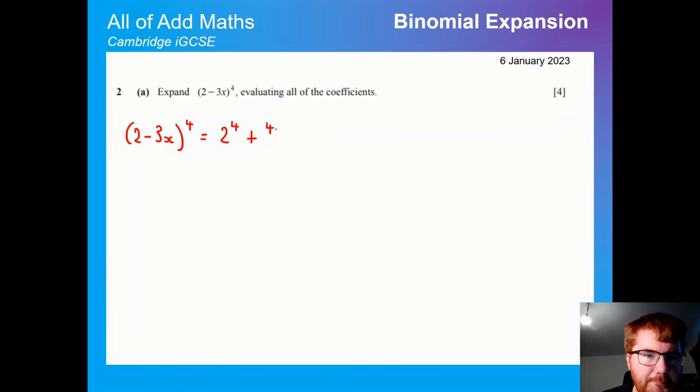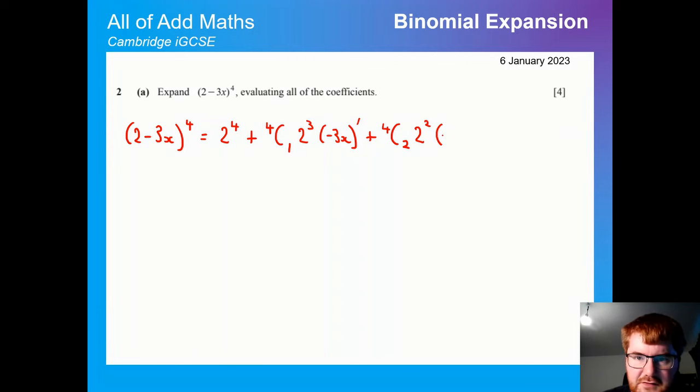So we get 4C1. They reduce the power by 1, so we get 2 cubed. Now we introduce the minus 3x in. Then we're going to have 4C2. We reduce the index by 1, so that gives us 2 squared. And now we're going to increase this by 1, so that gives us minus 3x all squared.